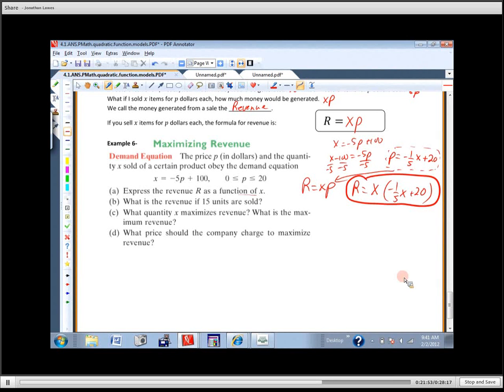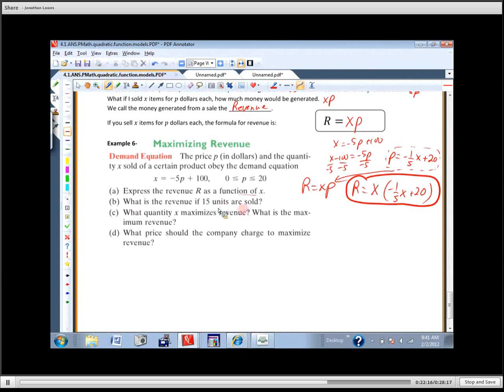Now, this is in this particular section. Let's take a look at the next part. What is the revenue if 15 units are sold? What quantity X maximizes the revenue? What is the maximum revenue? And what price should the company charge to maximize revenue? Okay, so take a good look at this. Let's break these down. Some of these are easy questions, some are not.